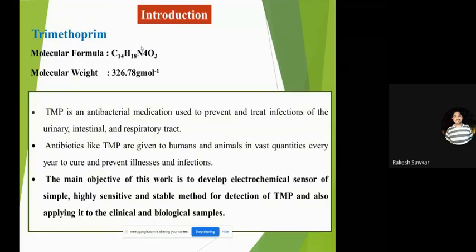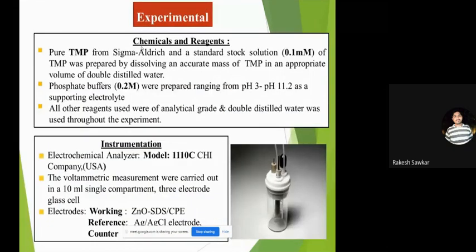Introduction. Trimethoprim is an antibacterial medication used to prevent and treat infection of the urinary, intestinal, and respiratory tract. Antibiotics like trimethoprim are given to humans and animals in vast quantities every year to cure and prevent illness and infections. The main objective of this work is to develop an electrochemical sensor, a simple, highly sensitive and stable method for the detection of trimethoprim, and also applying it to clinical and biological samples.